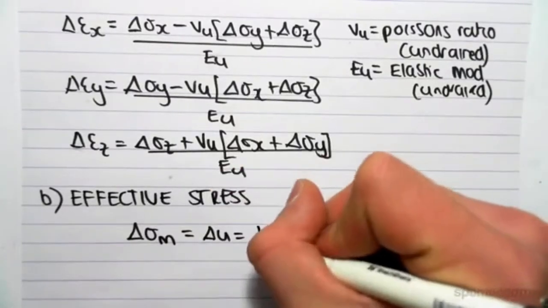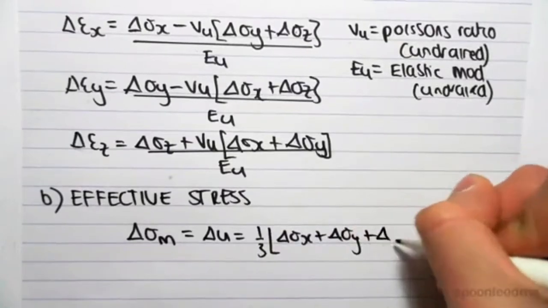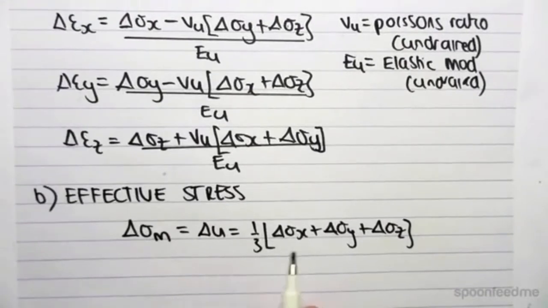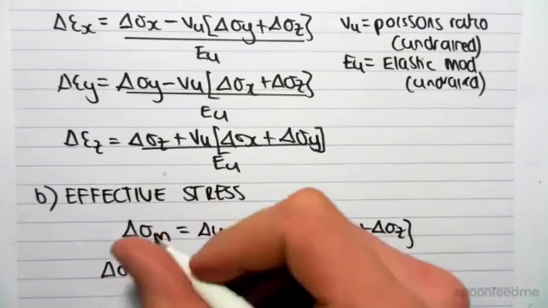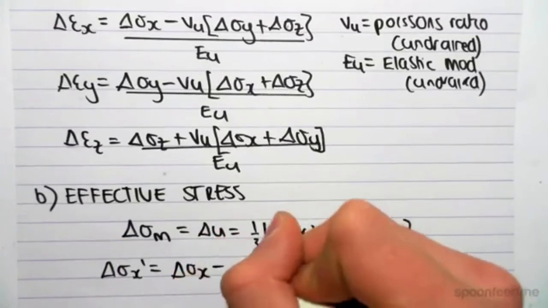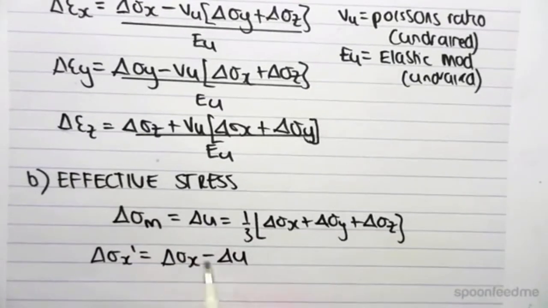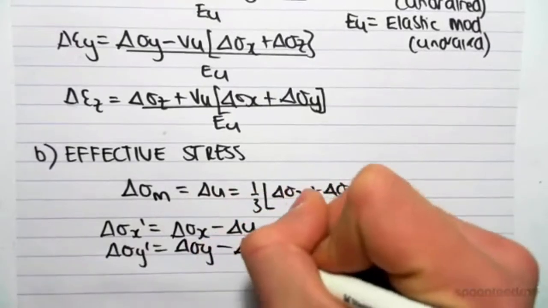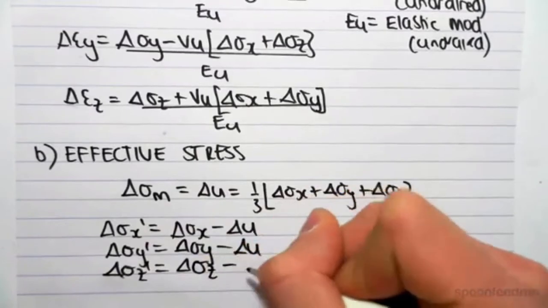And we can find the mean stress by just averaging all the different stresses in the x, y, and z direction. We'd be given those values, so we could find our change in pore water pressure, our excess pore water pressure. We could then find our effective stress in each direction: the effective stress is equal to the total stress minus the pore water pressure. So that would be in the x direction, in the y direction, and in the z direction.